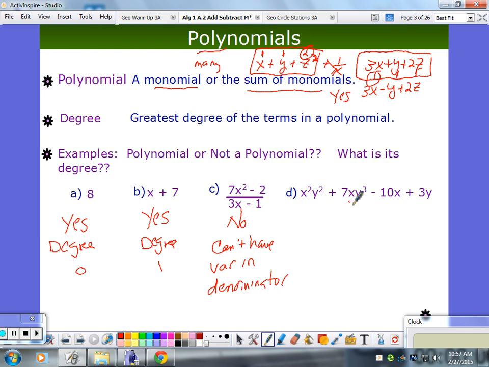Is this a monomial? Is this a monomial? Is this one? Is this one? Yes. So is it a polynomial? Yes. Now I'm going to work on degree. What's the degree of this one? We're just going to do one at a time. 4. What's the degree of this? 4. What's the degree of this? What's the degree of the polynomial?